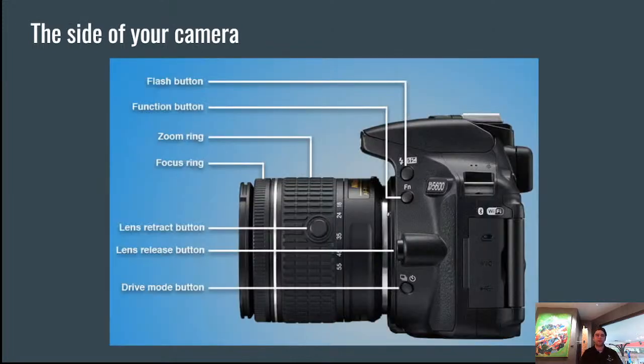From the side view now, take a sip of my water. Flash button on the top there, that's pretty self-explanatory. You click that, it pops up the flash, and then from there, as soon as you pull the trigger, it'll flash.